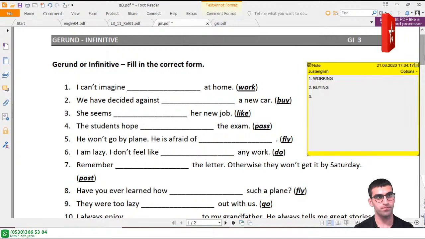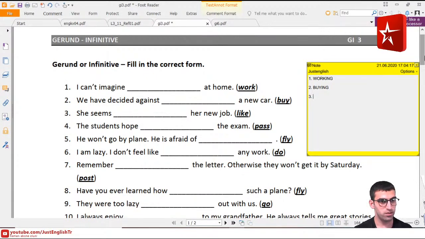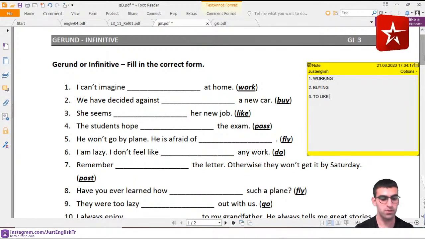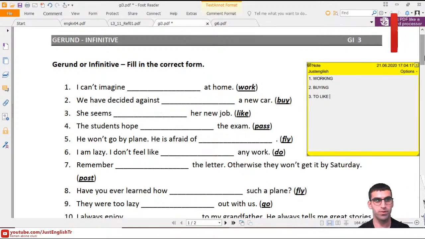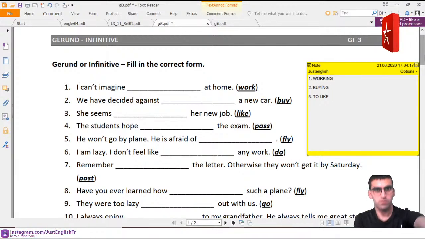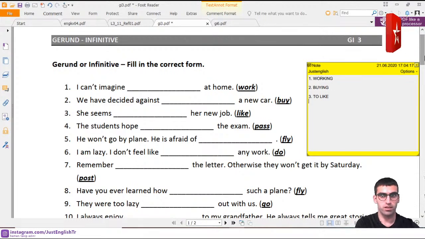Number 3. She seems like or to like. To like is the correct answer for number 3, because after seem we have to use the infinitive form of the verb. So she seems to like her new job, guys. All right, so number 3 is to like.